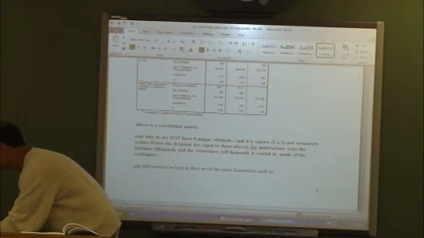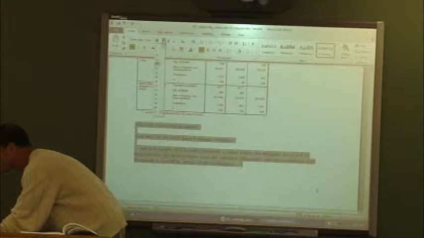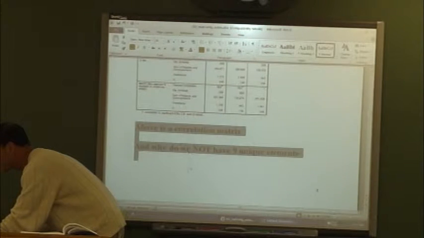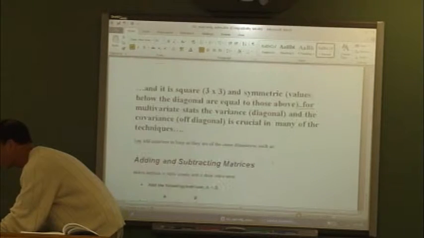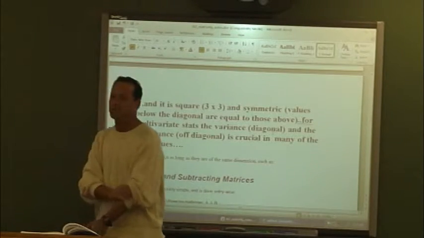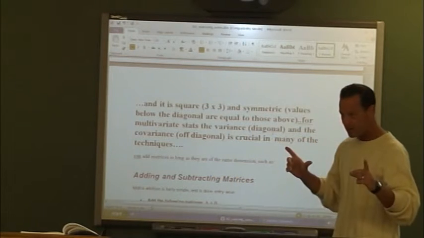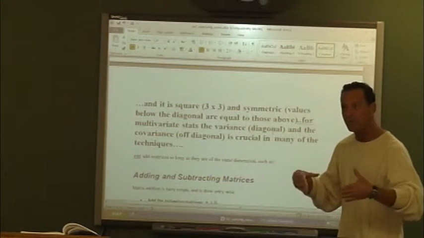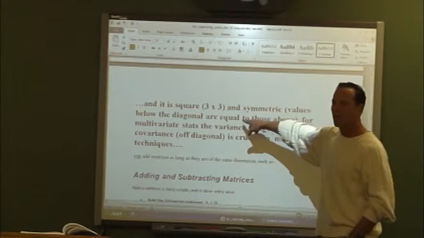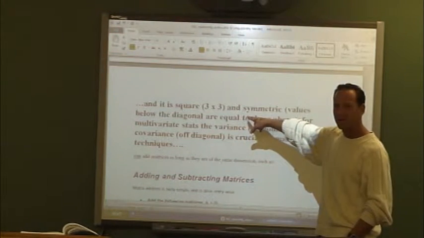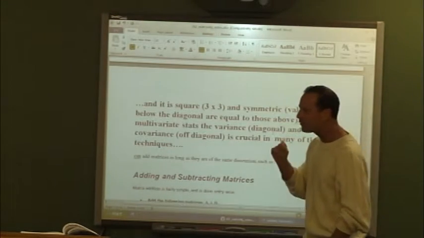Because you have correlated items with themselves. Got it. In other words, it is what's called a square and symmetric matrix. It's square, 3 by 3. Does everybody know what that means? 2 by 2, 3 by 3, and symmetric, which means values below the diagonal are equal to the ones above. That's a different type of matrix.